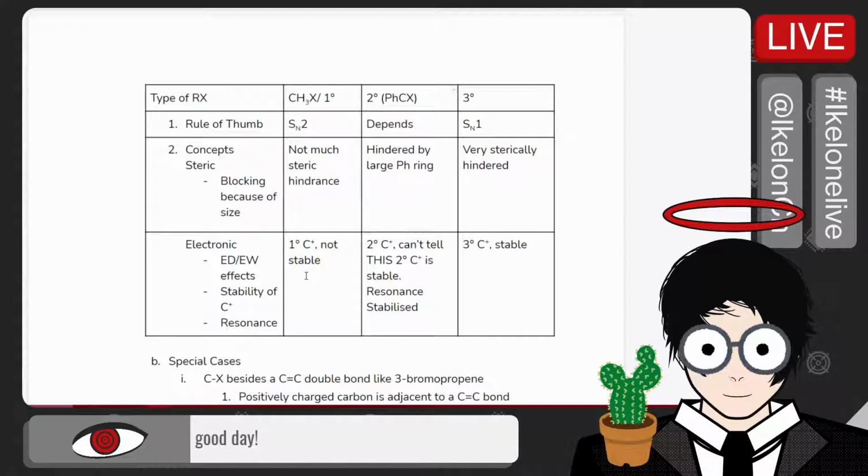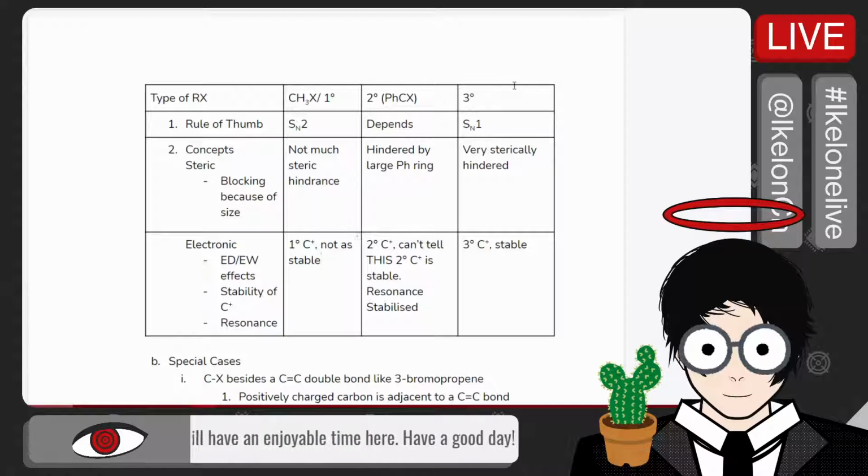And as I explained just now, a primary or a CH3 carbocation is not as stable. It will be unstable, so it will take quite a while for it to proceed by the SN1 mechanism. So in the end, it only goes by SN2. So this kind of halogen proceeds by SN2, and when we explain it, we have to explain using steric effects and electronic effects.